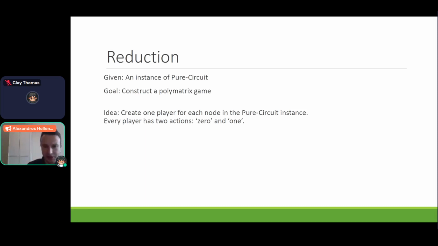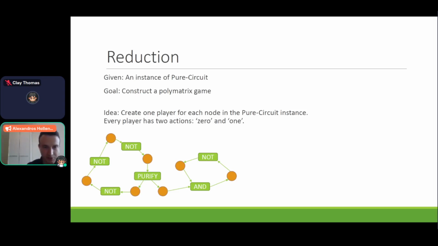We're going to create one player for each node of the pure circuit instance. And every player is going to have two actions, 0 and 1. And they're going to represent the bits, the pure bit 0 and the pure bit 1. And of course, the players are allowed to mix. And mixing between 0 and 1 will exactly represent values between 0 and 1.